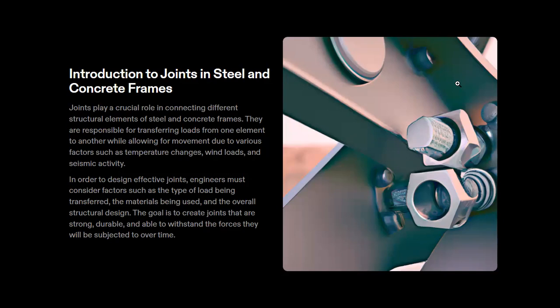In order to design effective joints, engineers must consider factors such as the type of load being transferred, the material being used, and the overall structural design. The goal is to create joints that are strong, durable, and able to withstand the forces they will be subjected to over time. This is the introduction to joints in steel and concrete frames.